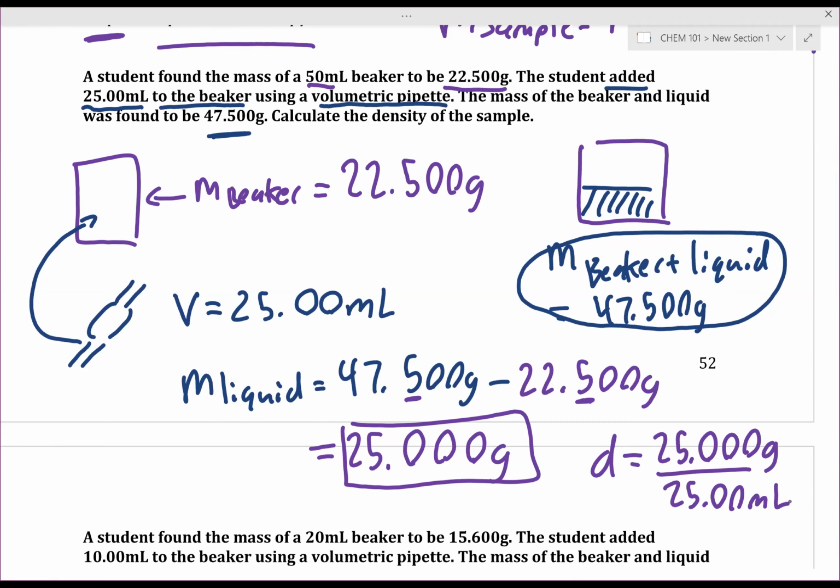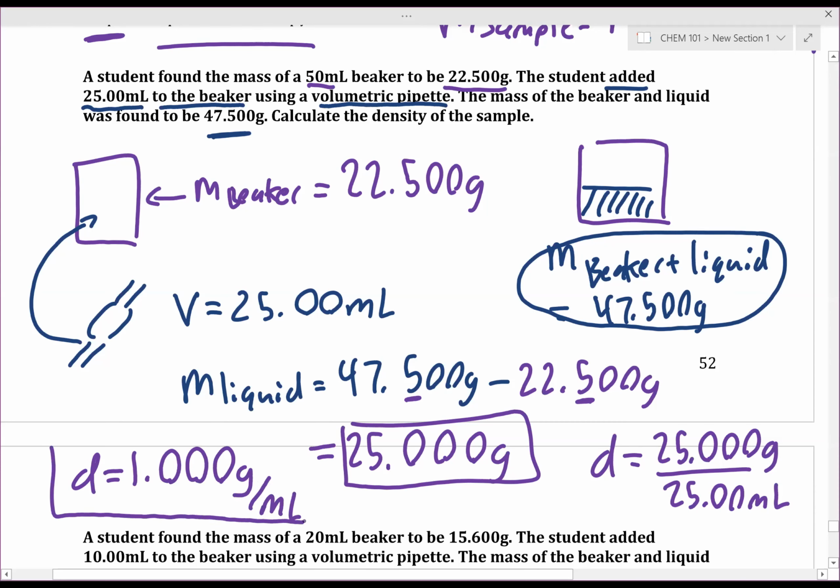4. So the density at the end of our calculation, our density is going to be equal to 1.000 gram per mil. 4 sig figs.